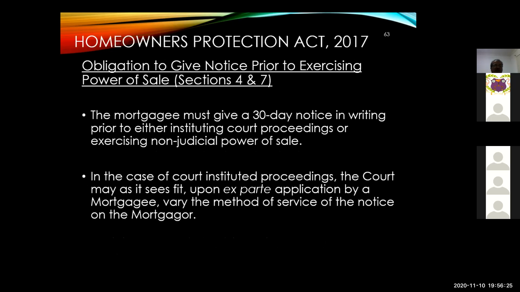So the first is the obligation to give notice prior to exercising the power of sale, and that is found in sections 4 and 7. Section 4 relates to instituting court proceedings, and section 7 relates to exercising non-judicial power of sale. So the mortgagee must give a 30-day notice in writing prior to either instituting court proceedings or exercising non-judicial power of sale. In the case of court-instituted proceedings, the court may, as it sees fit upon ex parte application by a mortgagee, vary the method of service of the notice on the mortgagor. And we discussed that last class.